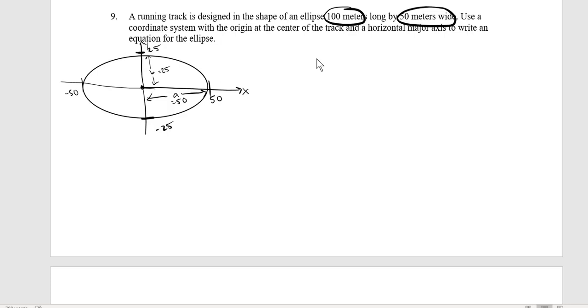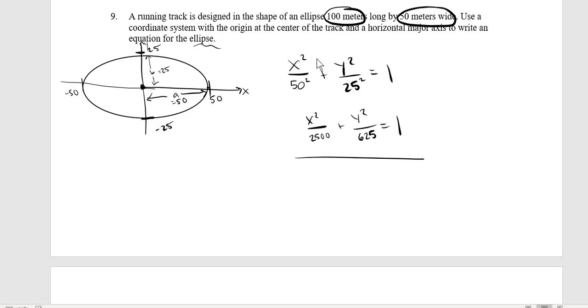So we're in good shape. We can just write this thing down. It's centered at the origin, so it's not even a shifted ellipse. Let's just write down this equation. x squared over, we do have this distance from the origin out to our vertices in the x direction. It's 50, so it's 50 squared here. Similar for the y, 25 squared equals 1. We can work this out. I think 25 squared is 625. Check my math on that.